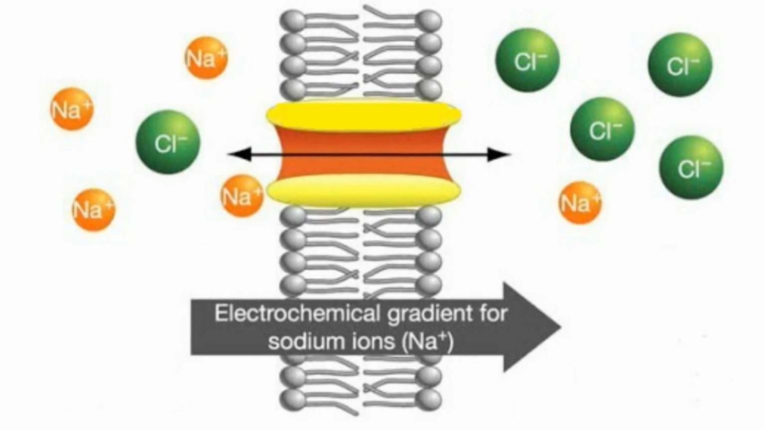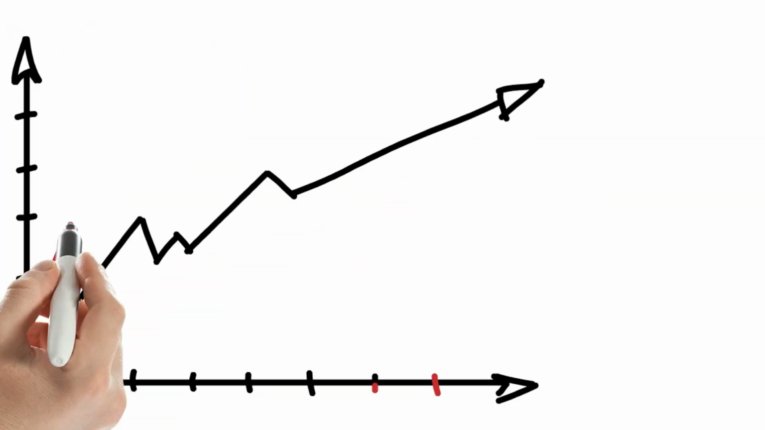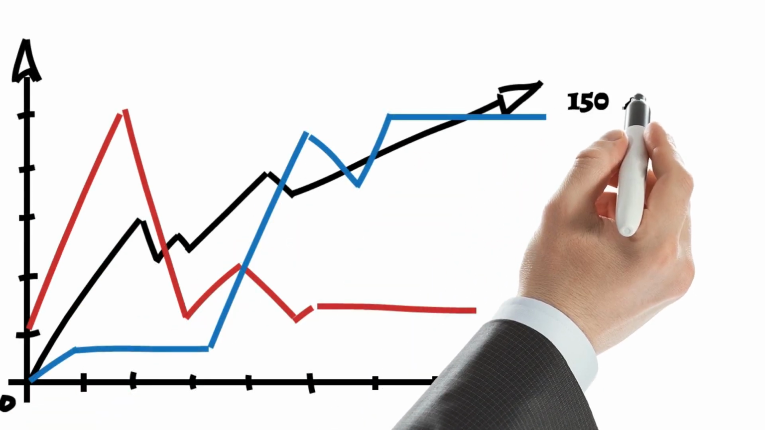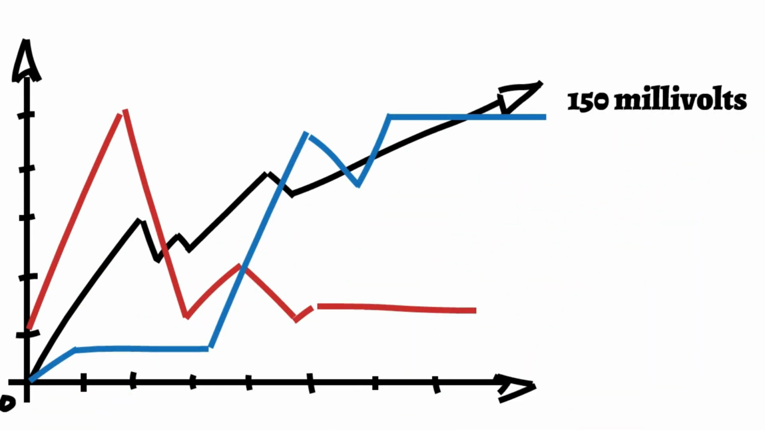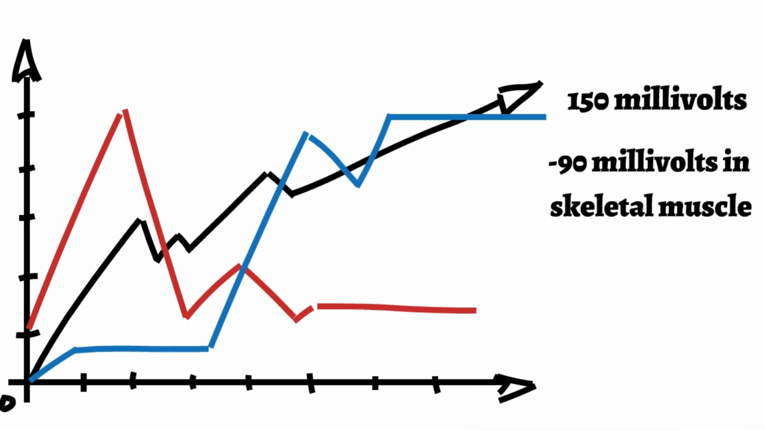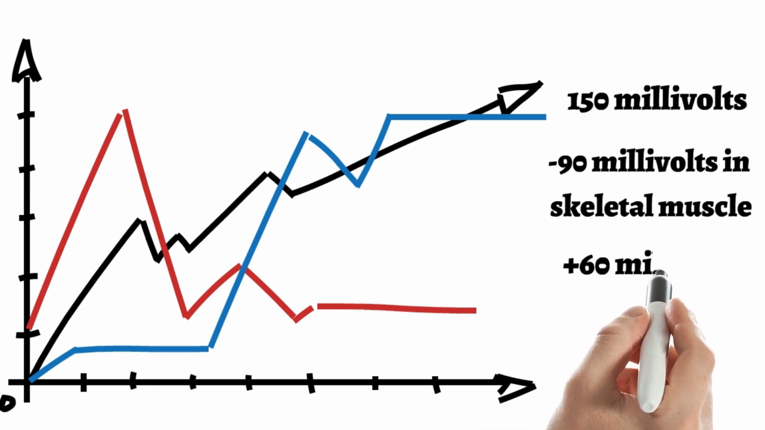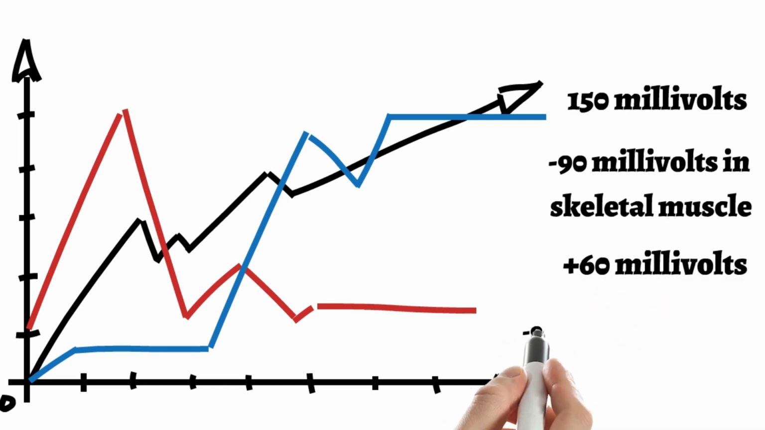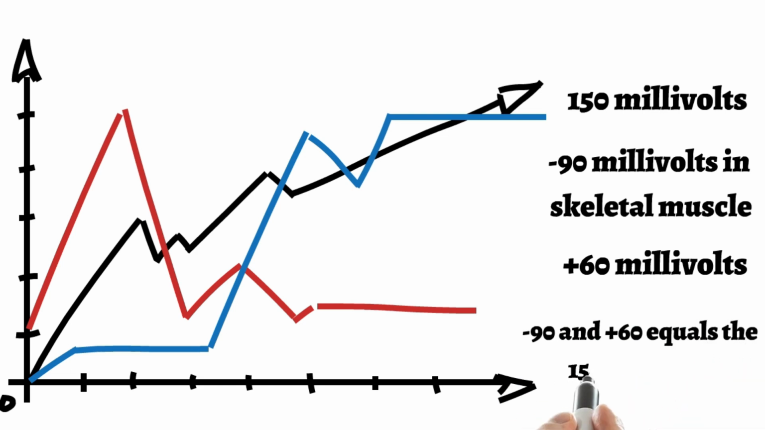Inflow of sodium is determined by the sodium electrochemical gradient. This gradient is about 150 millivolts and is computed as the absolute difference between the resting membrane potential, minus 90 millivolts, in skeletal muscle, and the sodium Nernst equilibrium potential, plus 60 millivolts. Adding the absolute value of minus 90 and plus 60 equals the 150 millivolts of electrochemical gradient forcing sodium into the cell, creating an action potential.